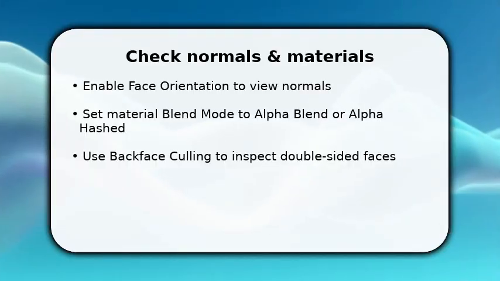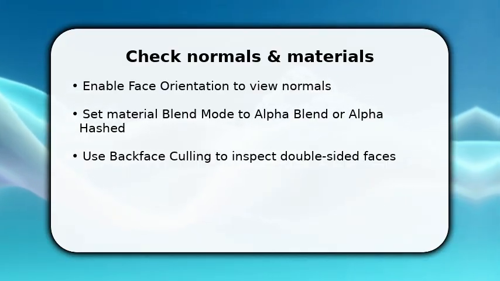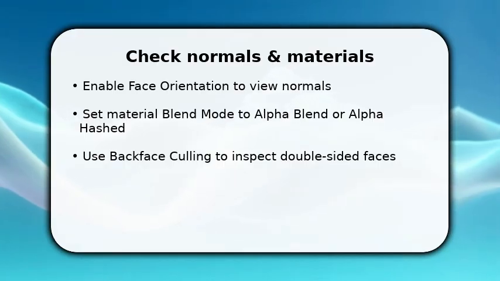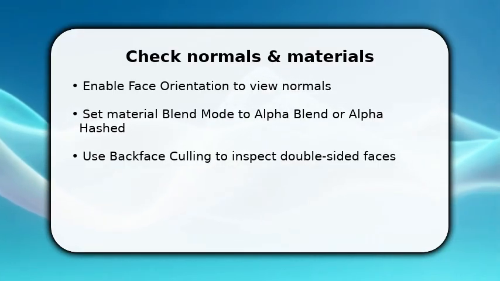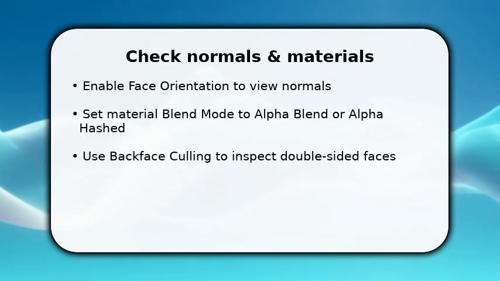You start by diagnosing. Open viewport overlays and enable face orientation so you can see normals immediately. Next, go to the material properties and set blend mode to alpha hashed or alpha blend depending on your texture. This reveals transparency behavior. Then enable backface culling to check for inadvertent double-sided geometry.